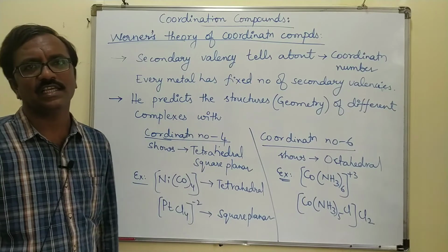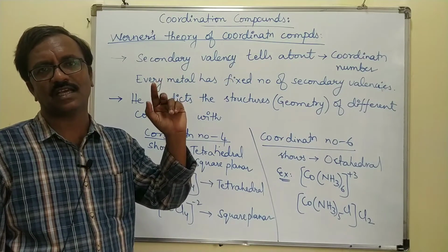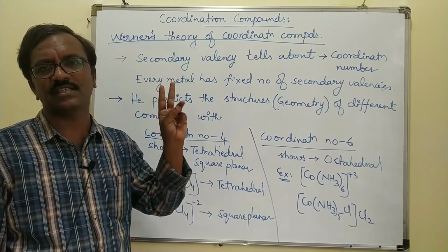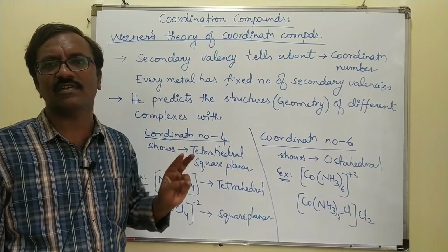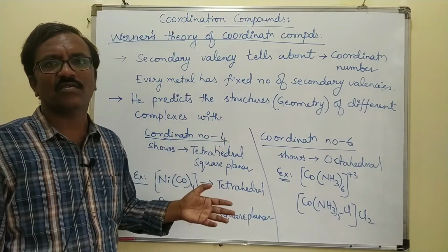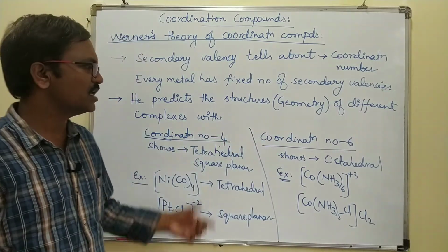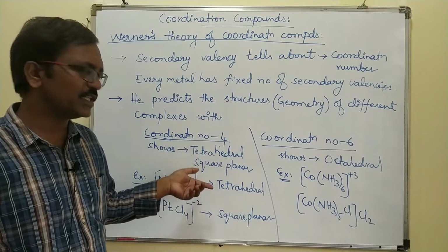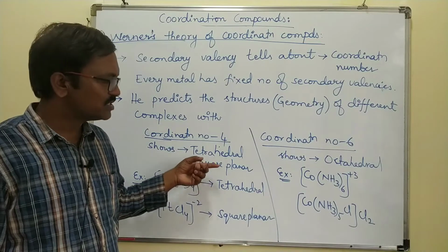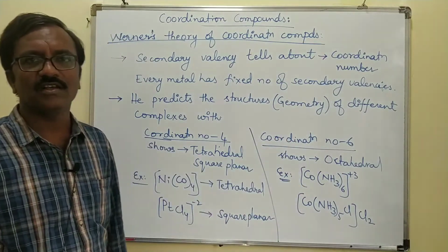So what is he telling? He proposed two valencies, primary and secondary. According to him, every metal has a fixed secondary valency, and that secondary valency is called the coordination number. Based on that, he proposed coordination number 4 and coordination number 6. Coordination number 4 has two types of geometries: one is tetrahedral, the other is square planar. Coordination number 6 has octahedral geometry.